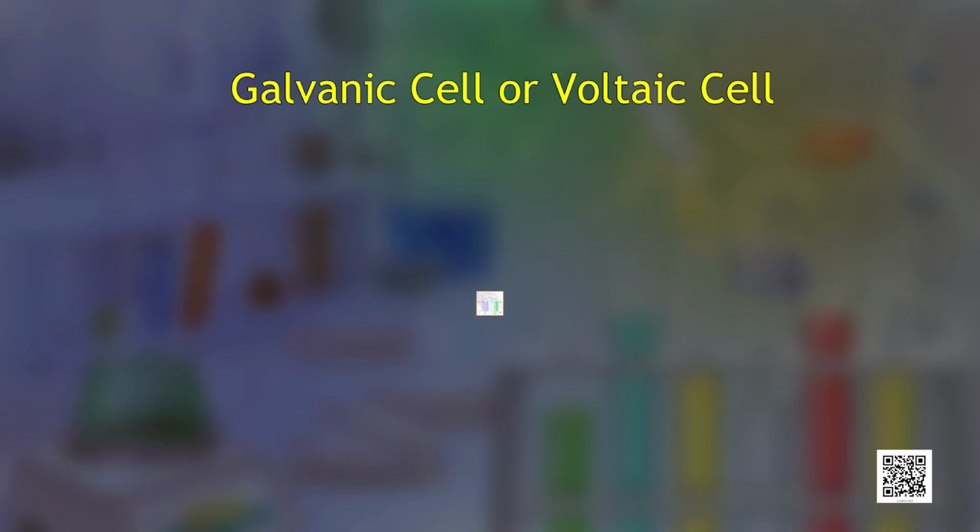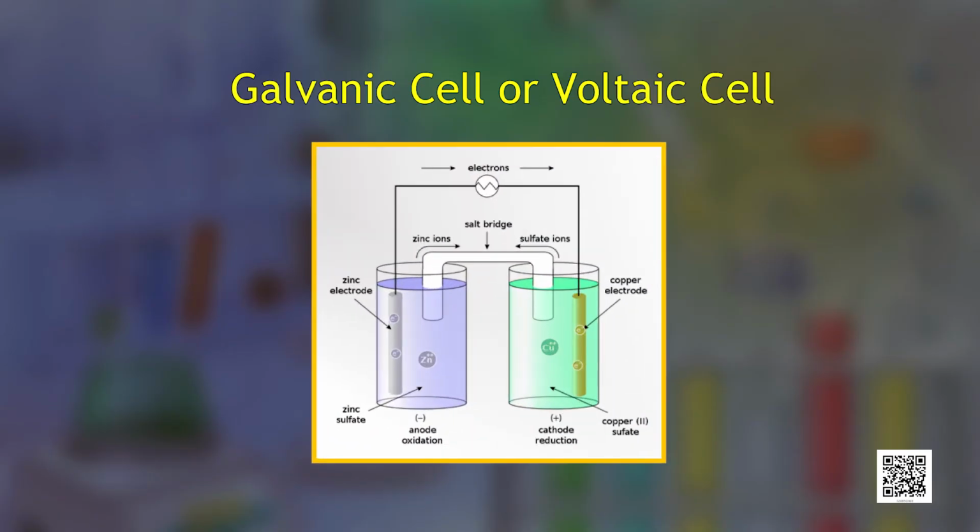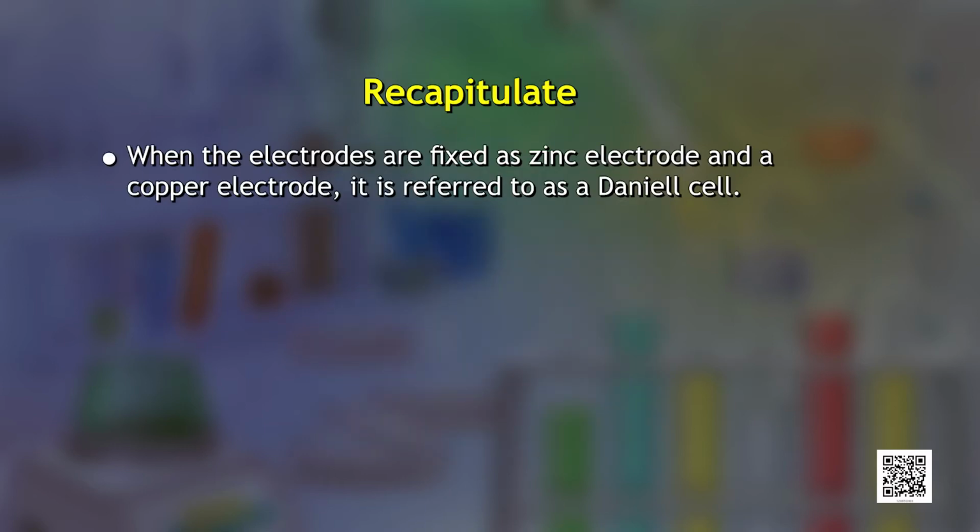equilibrium constant. From the previous discussion on electrochemical cells, we know a galvanic cell is also referred as a voltaic cell. The electrodes are fixed as zinc electrode and a copper electrode. It is referred to as a Daniell cell.